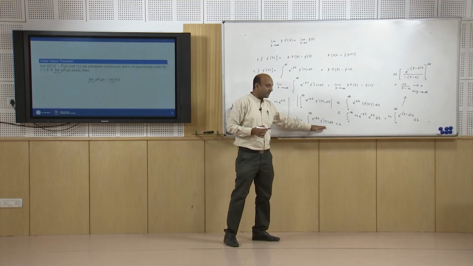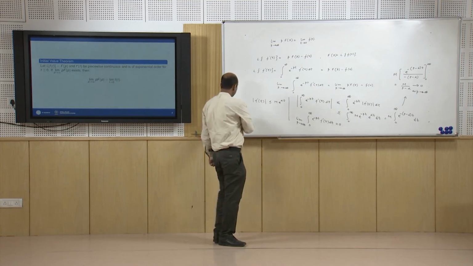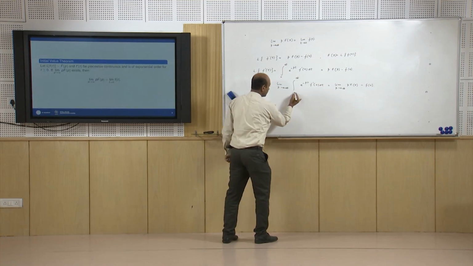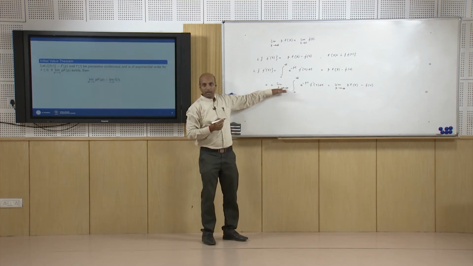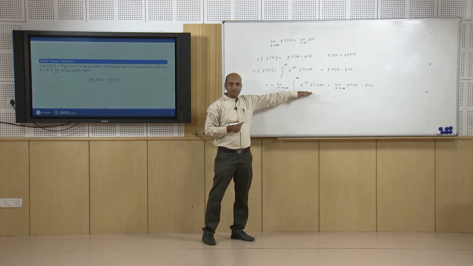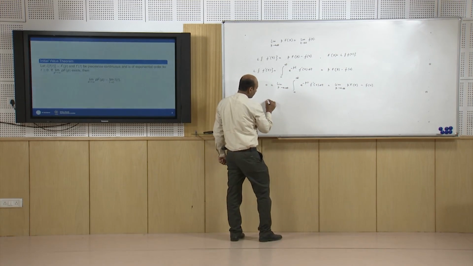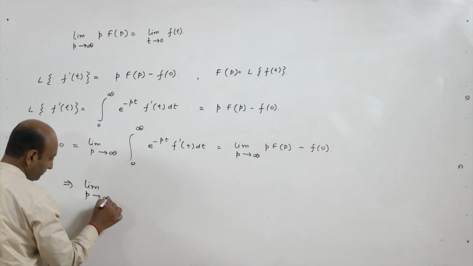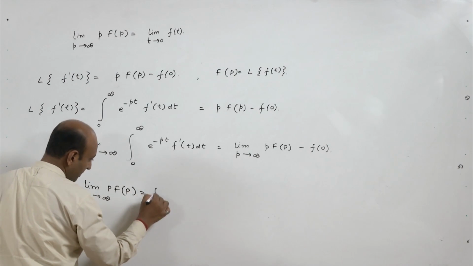Now, using this fact in this expression, what will we obtain? If we use this fact over here, this is nothing but 0. We have just proved that this expression is 0. So, from here we will obtain that the limit as p tends to infinity of pF(p) is nothing but f(0).